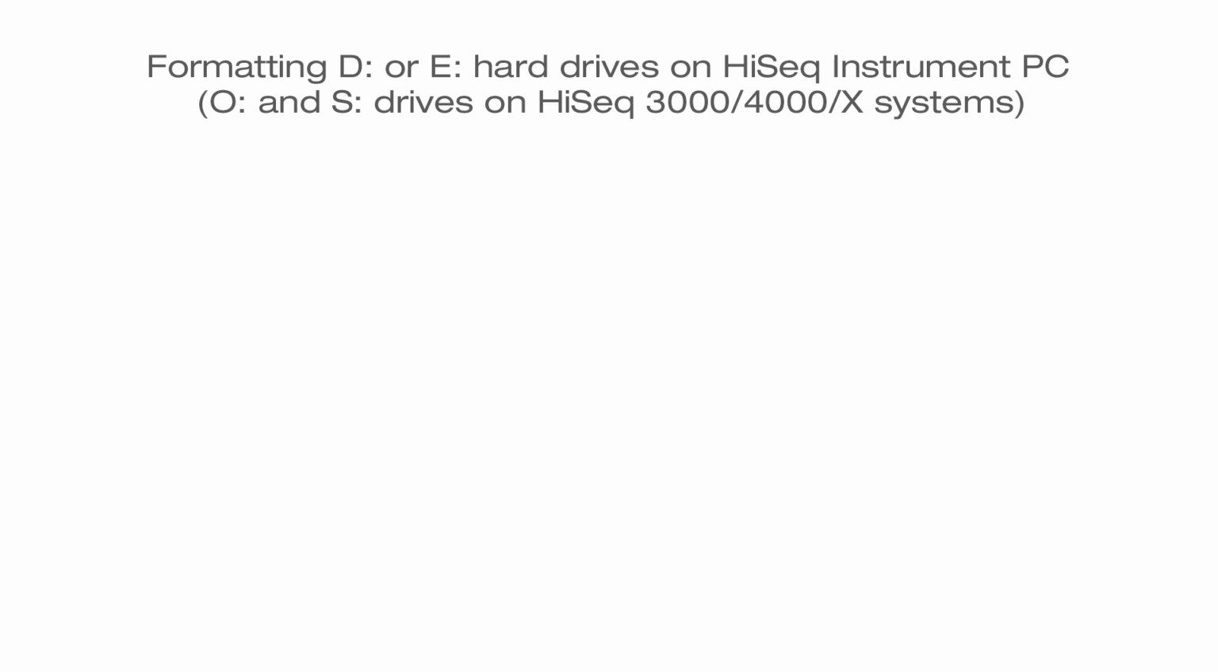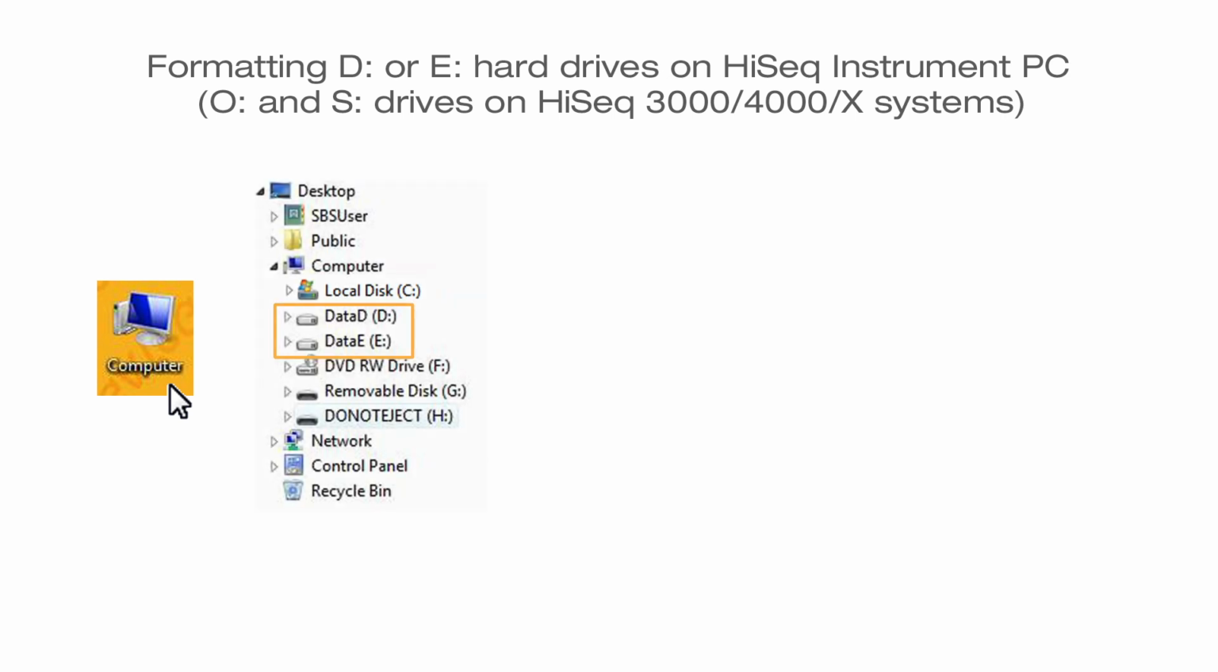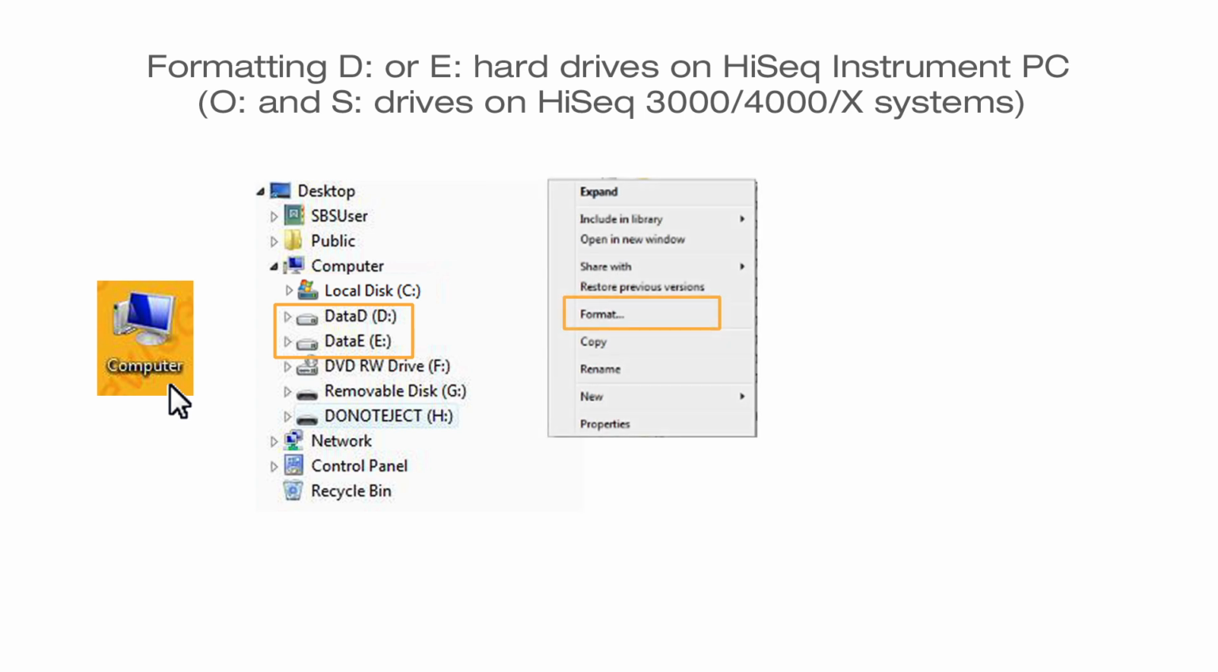To format the drives, from Windows, open Computer to show the list of drives on the computer. If working with the D drive, move any files still needed to the C drive, specifically Illumina maintenance logs if present. Right-click the D or E drive and select Format. D is for data generated from flow cell position A. E is for data generated from flow cell position B.